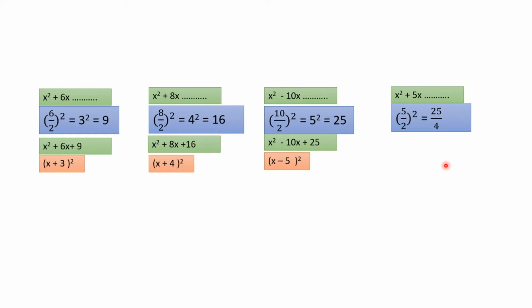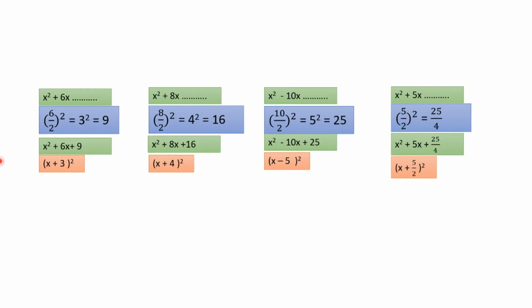The final answer you can keep in decimal value. Now you can see x squared plus 5x plus 25 by 4. That means if you have an odd value, it cannot be divisible by 2, so it becomes a fraction value. So the last answer is the square root of x squared and the square root of 25 over 4. It is x plus 5 by 2, all squared.